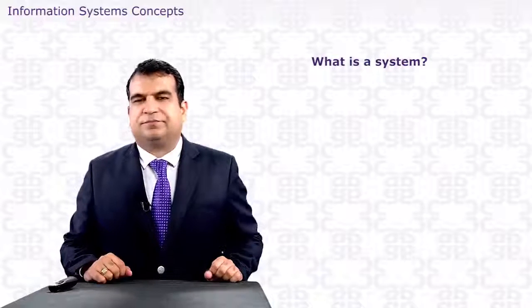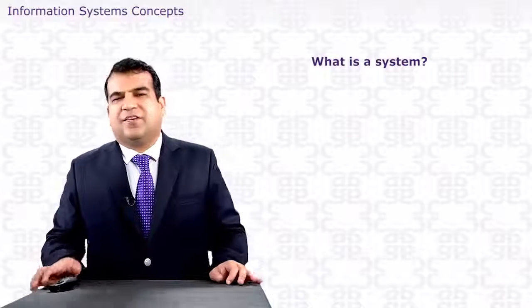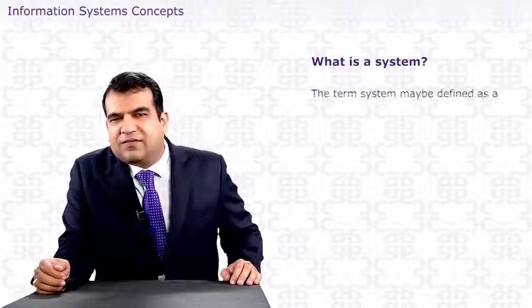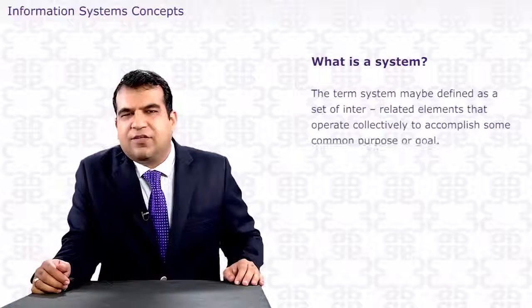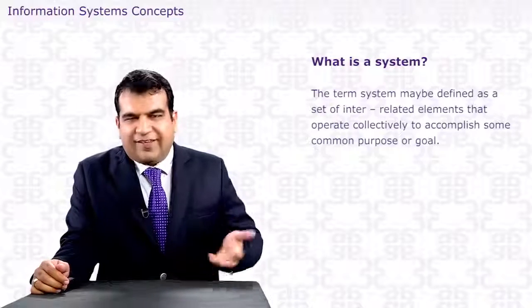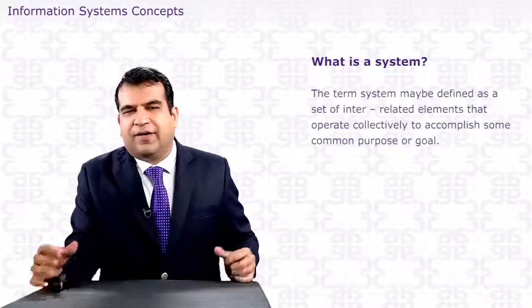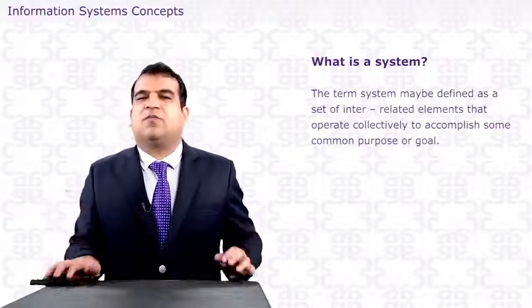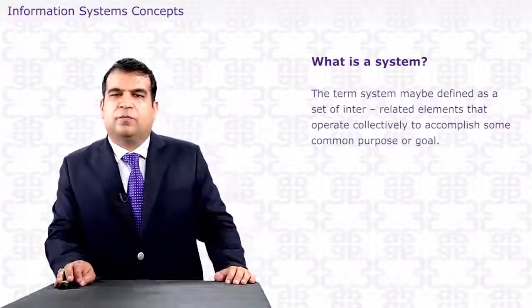So first and foremost, let us understand what is a system. A system is a set of interrelated elements that operate collectively to achieve some common purpose or goal.